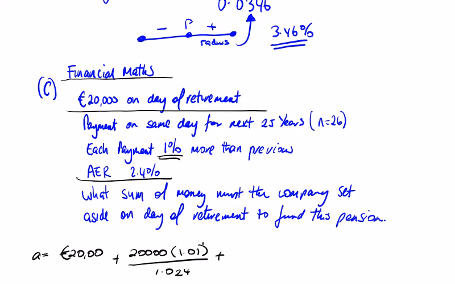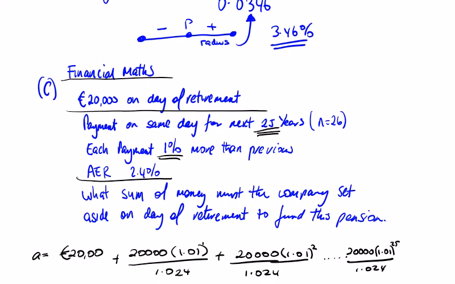So this one will be to the power of 1. The next payment will be 20,000, or what we'd have to put away now today to get this payment in 2 years' time. 1.01 squared over 1.024, all the way to the last payment, which will be 20,000 by 1.01 to the power of 25 over 1.024. Now be careful here, it's the next 25 years, so n is 26.